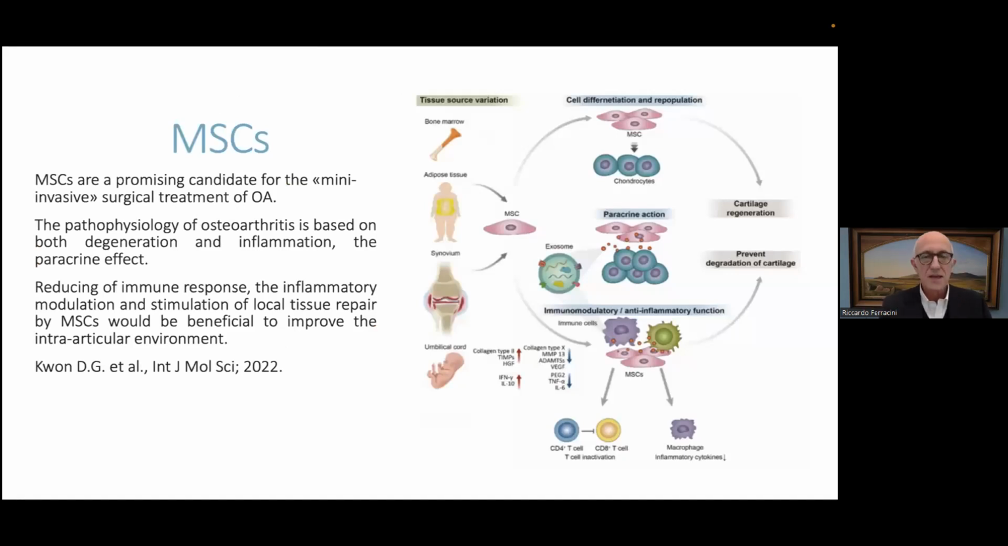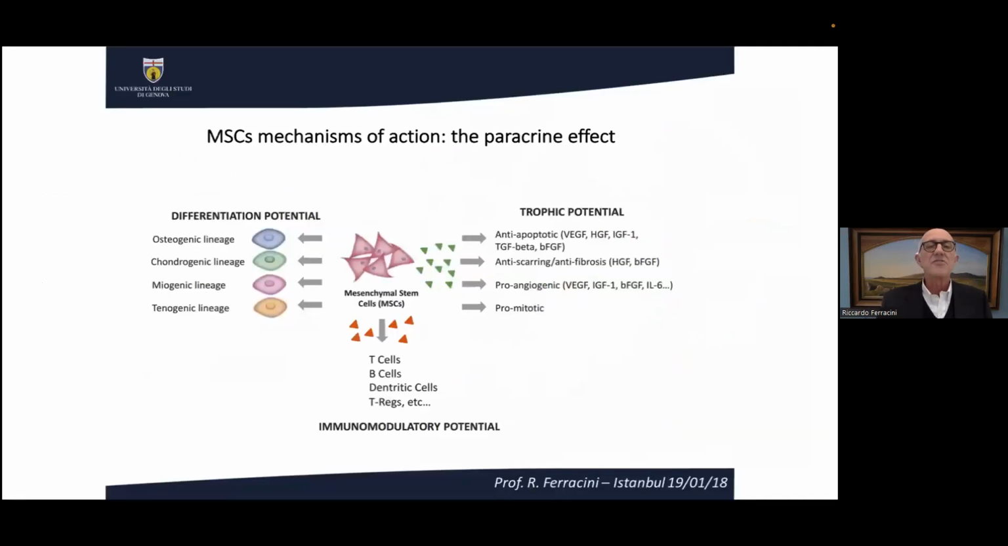mesenchymal stem cells. Mesenchyme is an embryonic tissue. Mesenchymal cells are not in mesenchyme in the adult. They are scattered in various organs and tissues: bone marrow, adipose tissue, synovium, tendon, and so forth. They are potent differentiating cells that can differentiate into many osteogenic, chondrogenic, myogenic, tenogenic lineages.